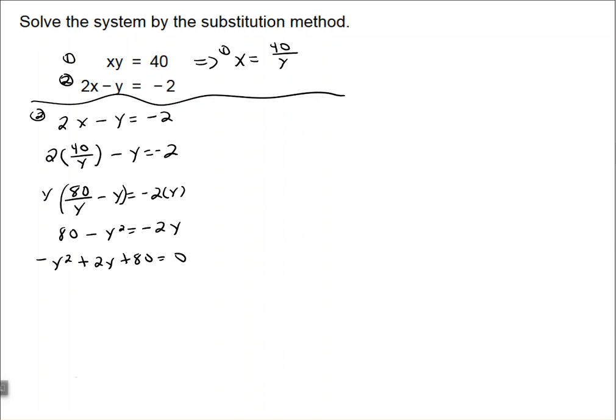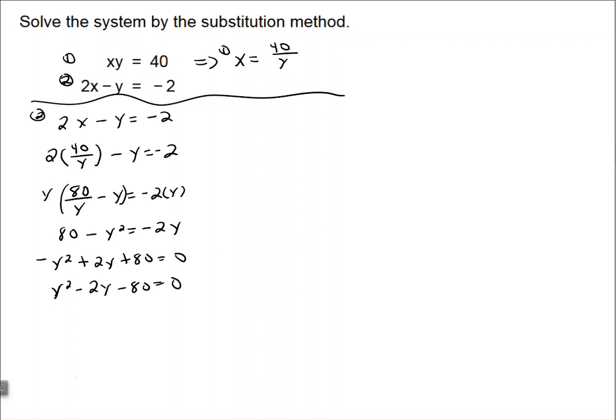All right, now, we really don't like to leave that leading term as being negative. So I'm going to multiply both sides of my equation by negative 1, which essentially just changes all the signs. So we have y squared minus 2y minus 80 equals 0.